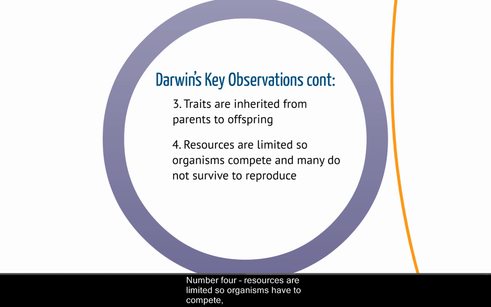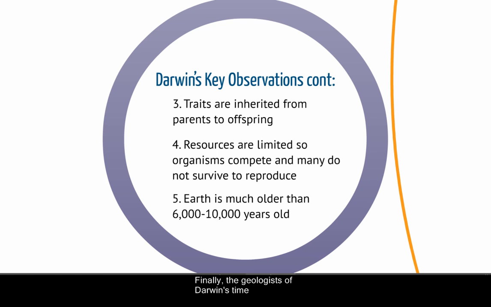Number 4, resources are limited, so organisms have to compete, and because of that, many do not survive to adulthood, to reproduction. And finally, the geologists of Darwin's time were starting to establish that the Earth must be a lot older than 6,000 to 10,000 years old. The theory of uniformitarianism came out about this time, where geologists figured out that the same processes that would cause erosion in a dirt parking lot would also be the same process that could cause the Grand Canyon. And if water eroding dirt away can cause the Grand Canyon, the Earth must be much, much older than 10,000 years. The 10,000 year number comes from looking at the Bible and Genesis and who begat who. Current estimates are that the Earth is about 4.5 billion years old.